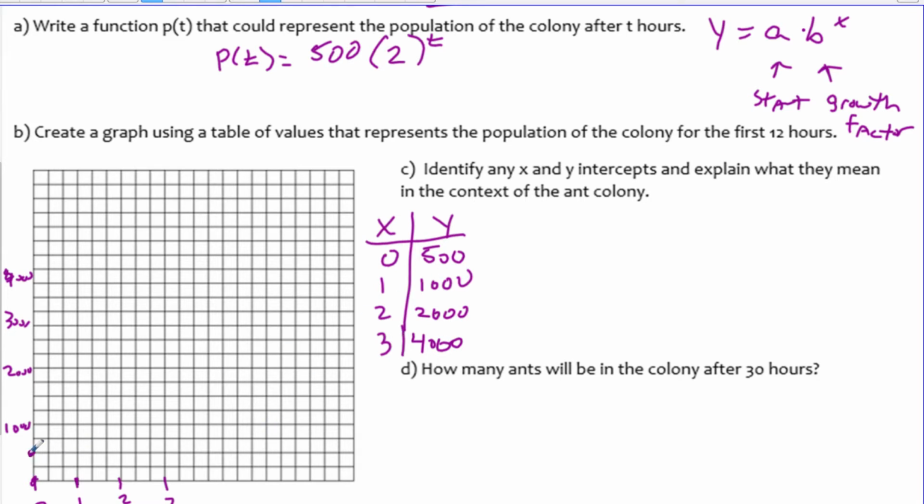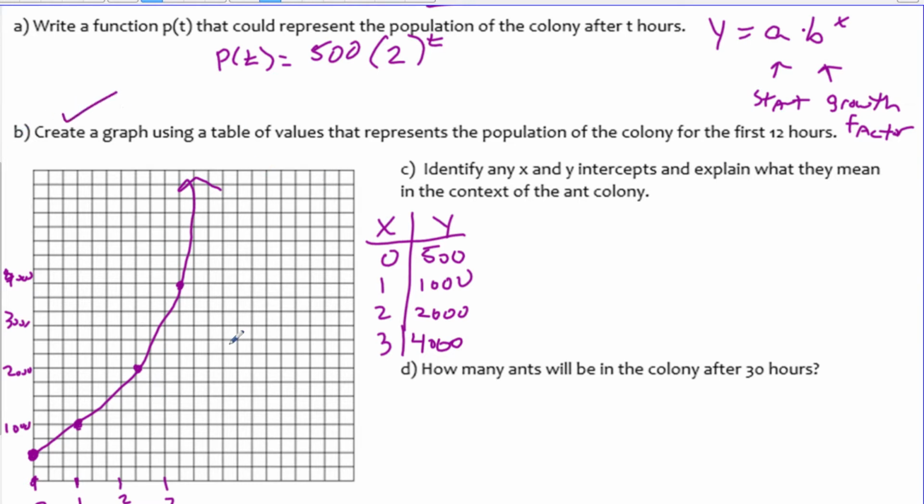0, 500 is this point. 1, 1,000. 2, 2,000, and 3, 4,000, which would be about right here. My graph's a little bit inaccurate, just because I'm trying to get through this quickly. It looks like it's going to go something like that. So that's letter B.